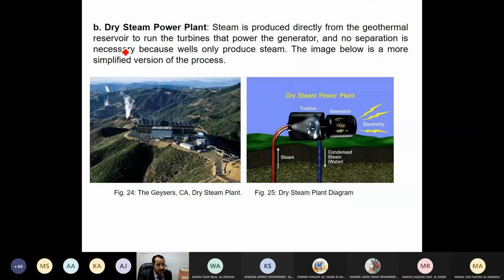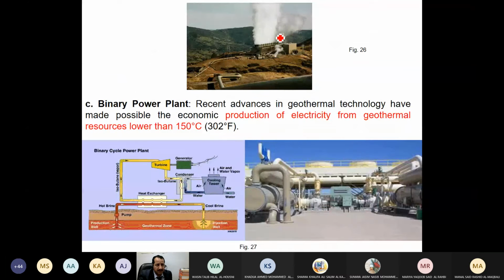The second one, dry steam. In dry steam, there is no separation between warm water and steam because there is no warm water. It's only steam coming out. Only in this reservoir type is steam type. You can see here steam coming directly. No need for separation. This is a power plant that uses the steam directly. And here is a larger picture. You can see the photo. You can see the steam going directly from down up and rotating the turbine.